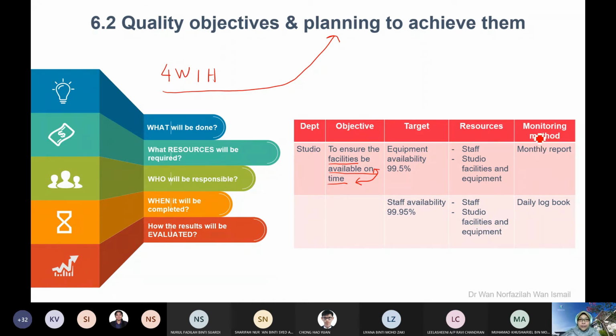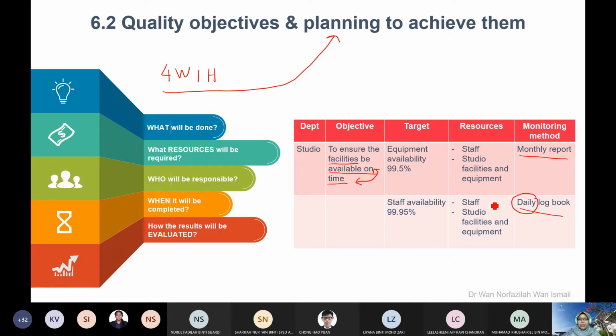And then to monitor the process, okay, to ensure the performance is very good. The monitoring method for equipment availability, they use a monthly report. And for staff availability, they use a daily logbook. That's why they are very confident with their target for staff availability. They are monitoring the staff availability daily. For equipment availability, once in a month. Okay, monthly report.